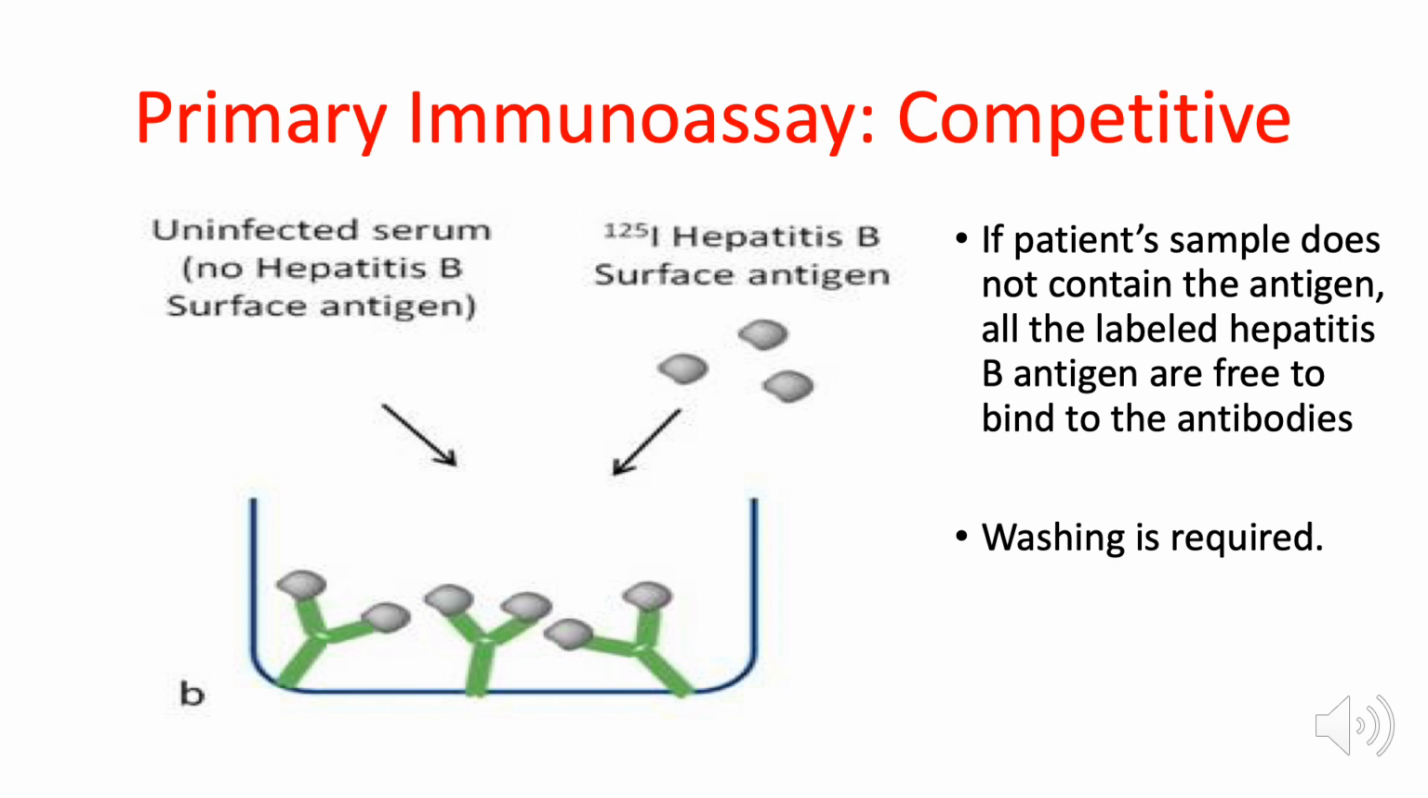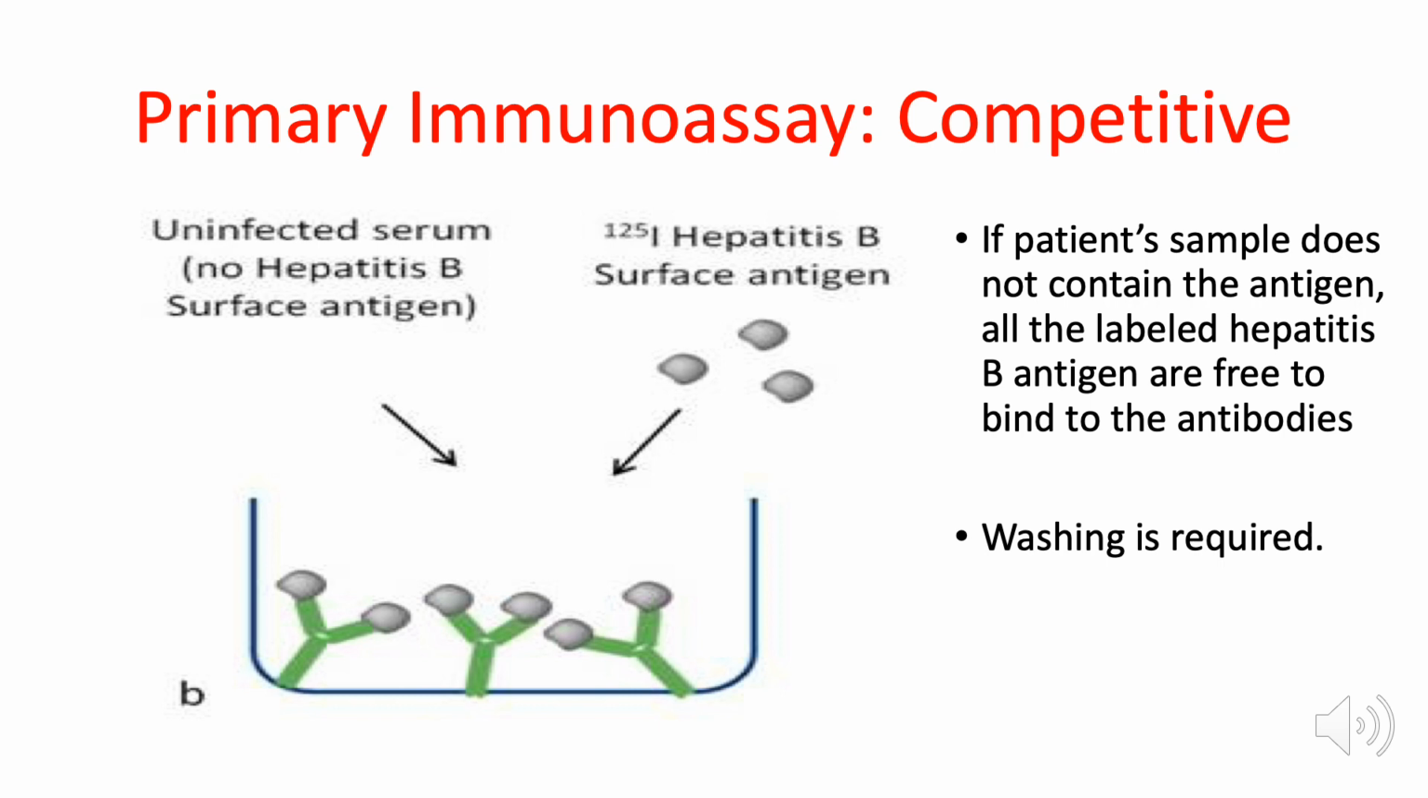You can see in the picture that the patient does not have hepatitis B. So expect that the patient will not have hepatitis B surface antigen in his or her sample. Also added into the setup is a known hepatitis B surface antigen, right side of the photo, that is labeled with iodine, which is a radioactive compound.